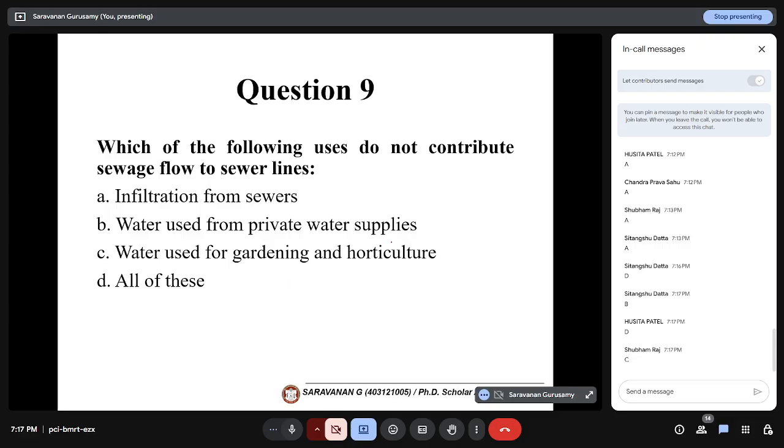See, sir, water used in garden. Got it. They are asking which does not contribute. Infiltration of sewer will add to the sewage. Water from private supply will add, but water used for gardening will be subtracted. So that will not contribute to my sewage. They are asking what is not contributed to my sewage, so the answer is C.